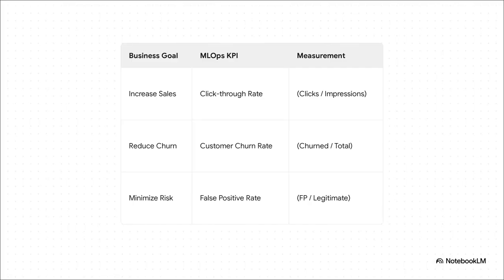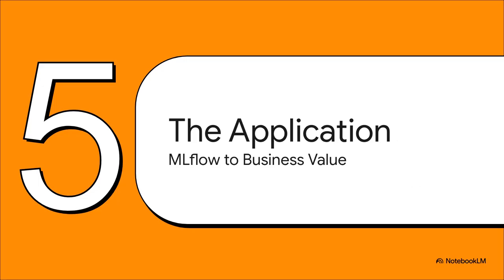And this same logic applies across the board. If you want to increase sales, you track click-through rate. To minimize risk, you measure the false positive rate. You can see the pattern here, right? Every single business goal gets a clear, corresponding MLOps metric. It's that simple. Okay, this is all great in theory, but how does it work in the real world?